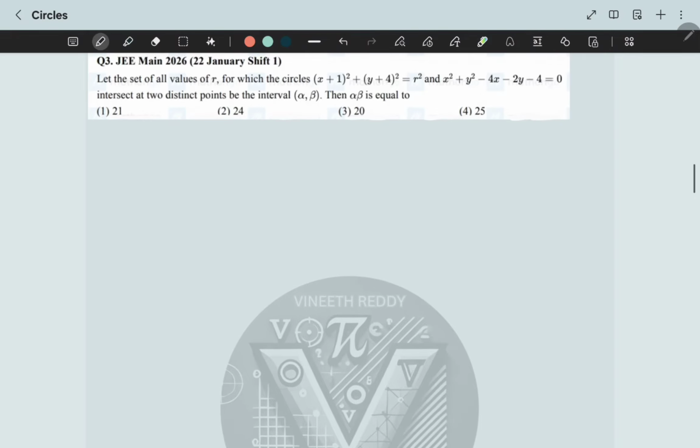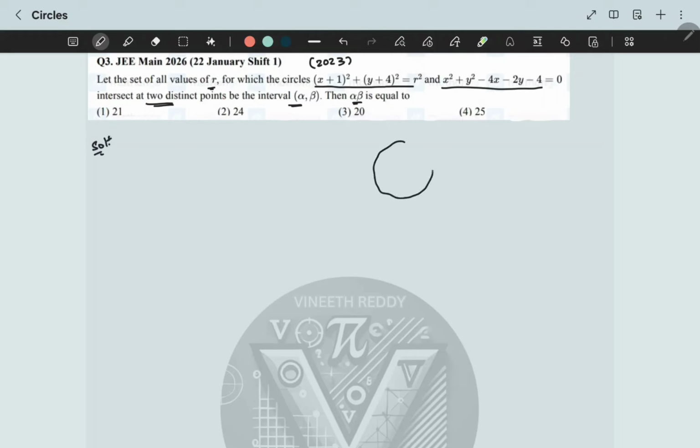Now here in this question, he is telling that the set of all values of R for which this circle and this circle intersect at two distinct points is the interval (alpha, beta). Then alpha beta. Students, if you remember, this question was also repeated in 2023 Mains shift, I believe. So yes, it's a very simple thing.